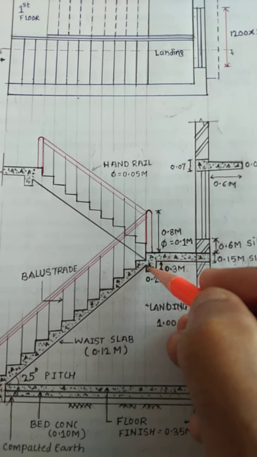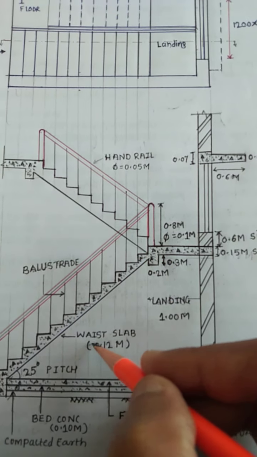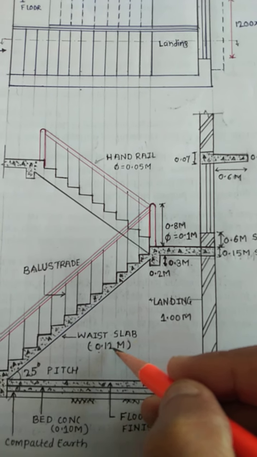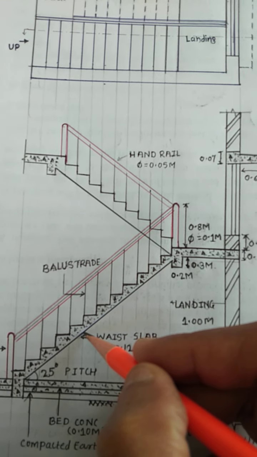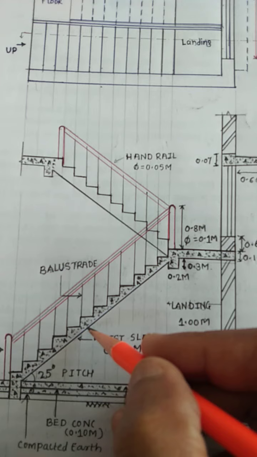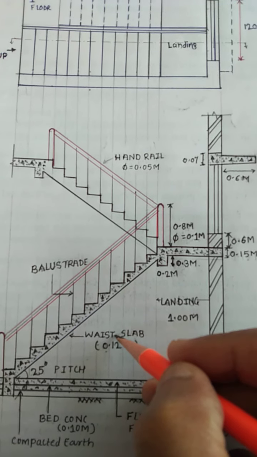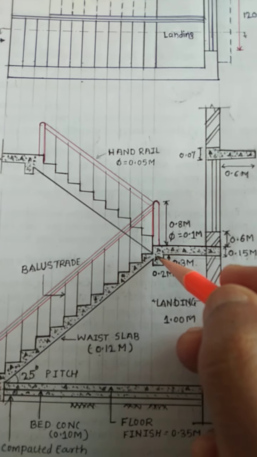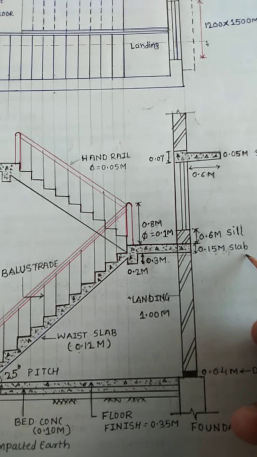Then in between these two lines there is a slab thickness that is called a waist slab, which is 0.12 meter. So in between these steps and the slab, the space is around 0.12 meter, that is called the thickness of the waist slab. Okay, then after which the slab is drawn of 0.15 meter slab thickness.